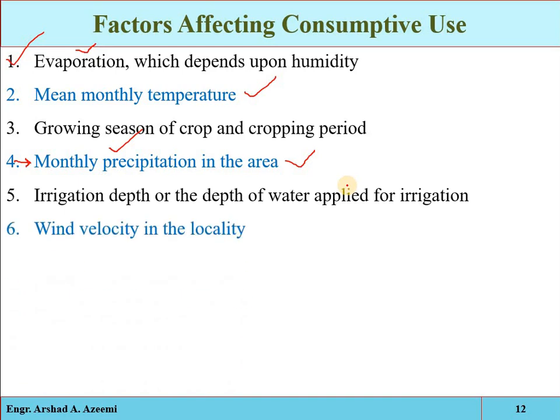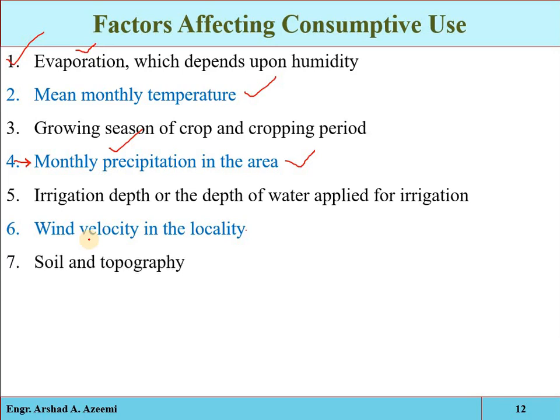Wind velocity in the locality. Again, in a given area, suppose the velocity of the wind is high, so automatically the drying power of the wind will be more, and the water utilization will, we can say, be more.